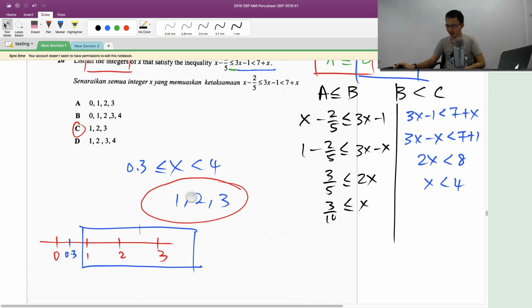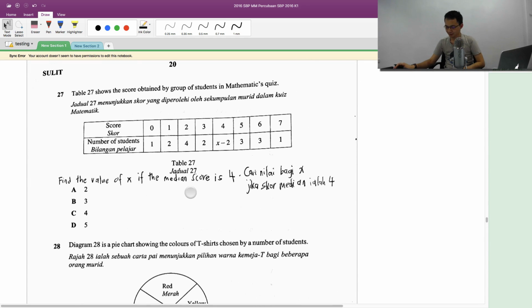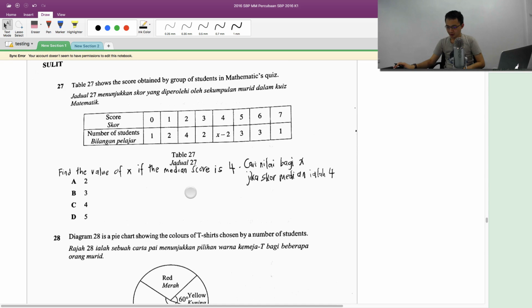Okay, so yeah, if you got it, then move on to 27. Table 27 shows the score obtained by the group of students in the mathematics quiz. So you have score from 0 to 7. Find the value of x if the median score is 4.